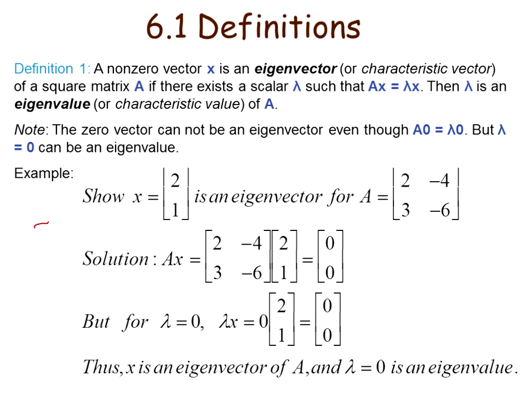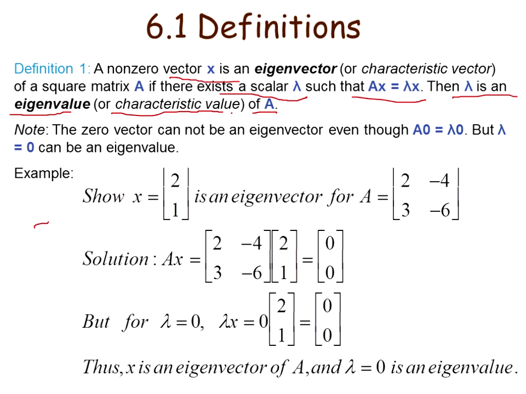So the definition of eigenvalues, as you can see. A non-zero vector X is an eigenvector or characteristic vector of a square matrix A if there exists a scalar lambda such that Ax is equal to lambda x, then lambda is called the eigenvalue. Either we can say eigenvalue or characteristic value, both are the same.